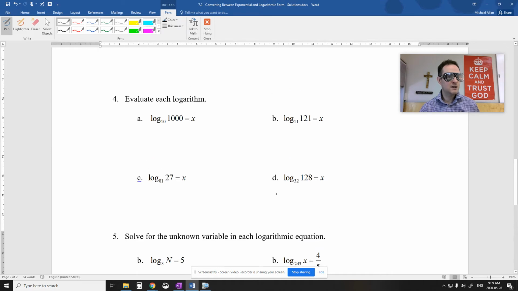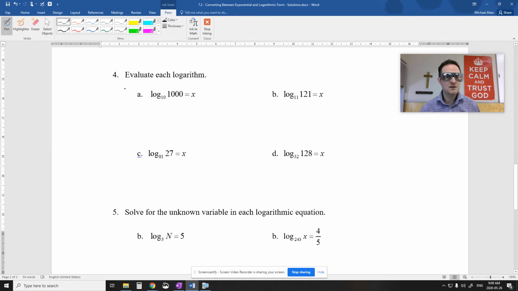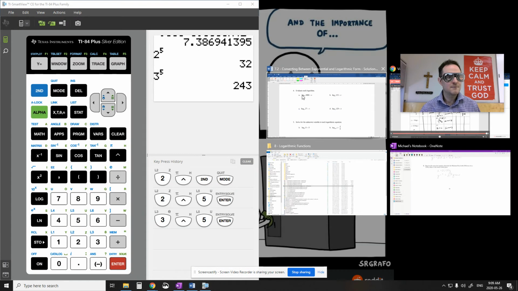Okay, these last few here, we're just going to evaluate these. Now, there's a couple ways to evaluate them. You could change them into exponential form and then think, how would I do this? Or just plug it into your calculator. Nothing stops you from using your calculator at this point.